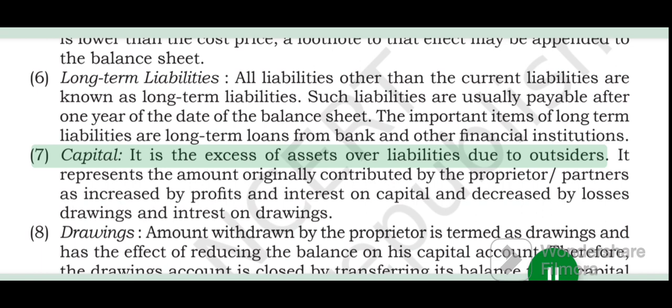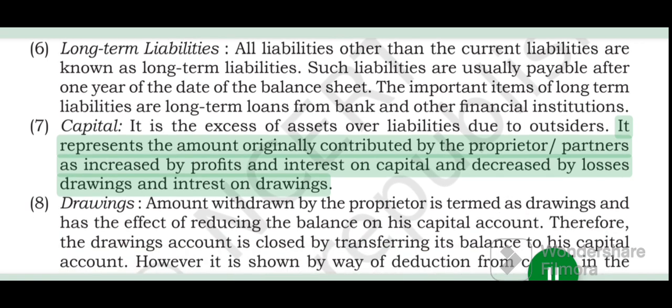7. Capital. It is the excess of assets over liabilities due to outsiders. It represents the amount originally contributed by the proprietor, partners, as increased by profits and interest on capital and decreased by losses, drawings and interest on drawings.